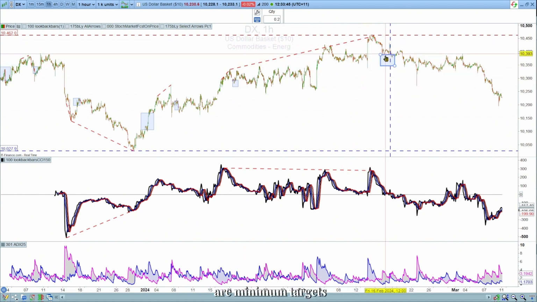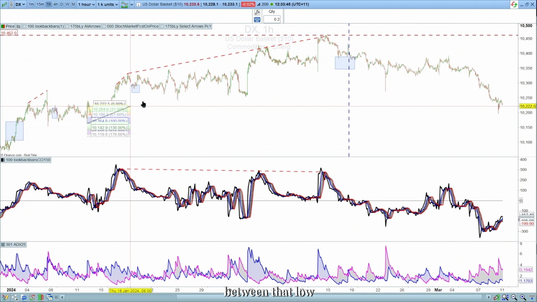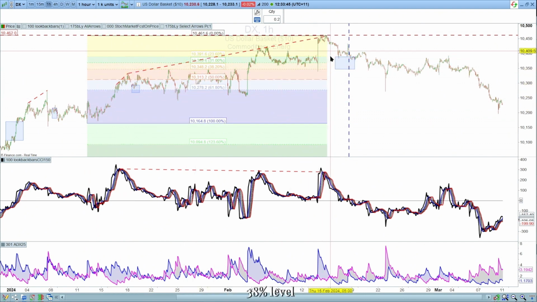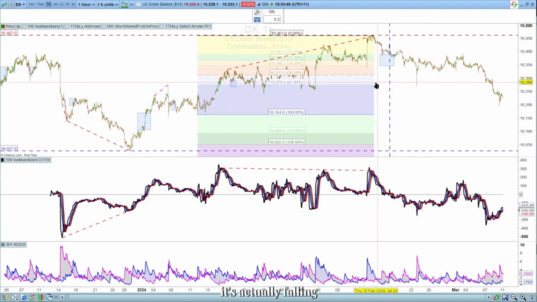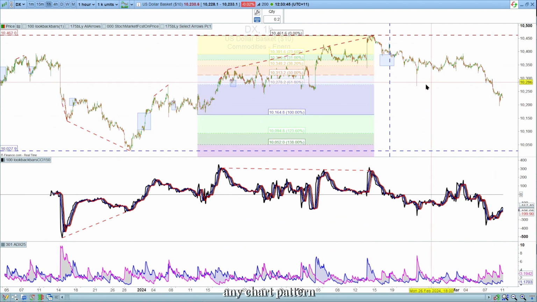And these targets are minimum targets, and they could always break a lot further, and this latest one has done that. And the reason I say that is because we originally set a target between that low and that high, and the reason I take it back to that low is the previous range before the divergence started. That's between a 23 and a 38% level. That's where it's hit that target level, but you can see there it's actually fallen through the 61%, which is a key area in any chart pattern, and it's actually falling down through the 61%.